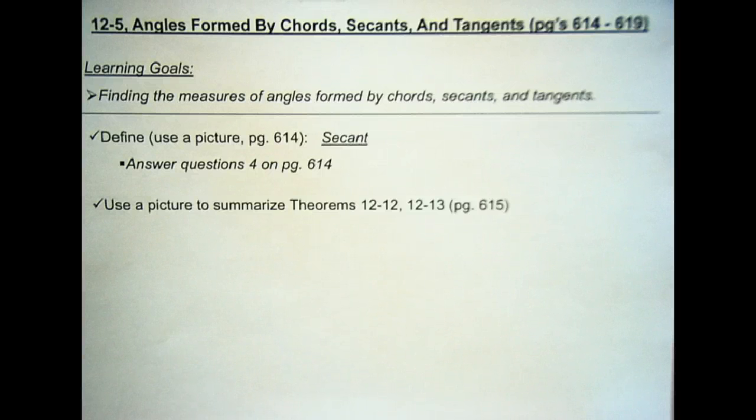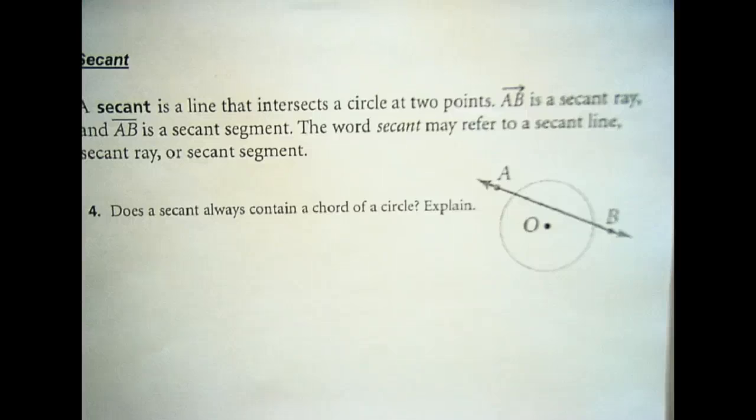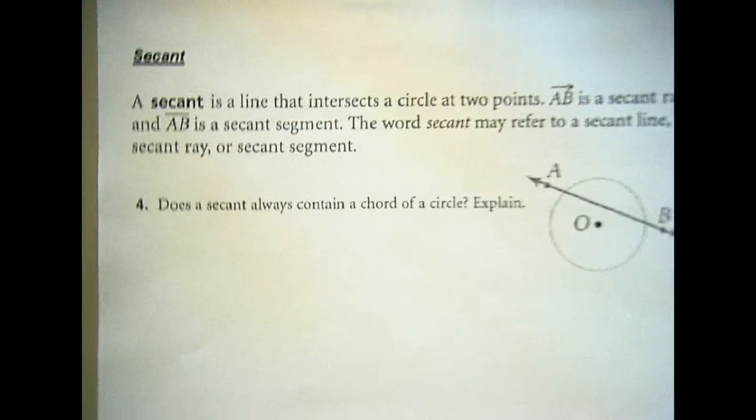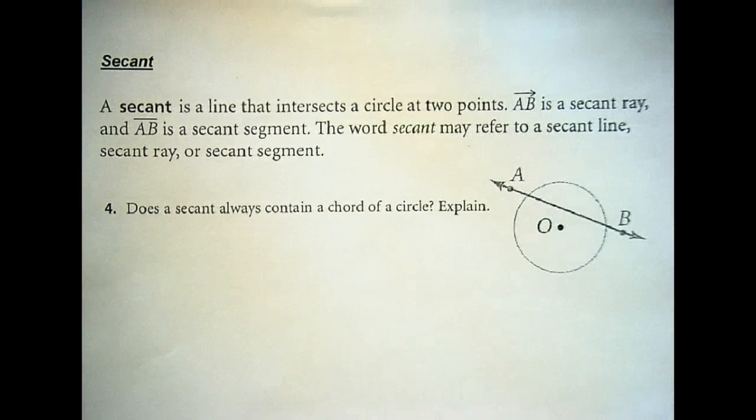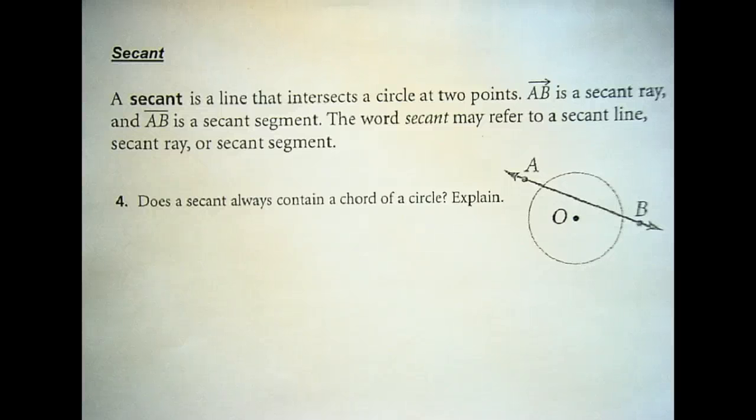So secant. A secant is a line that intersects a circle at 2 points. Okay. And when you guys start studying trig in more detail next year, we went through the 3 functions this year: sine, cosine, tangent. There are 3 other trig functions that we'll go through next year. It's your secant, cosecant, and cotangent.